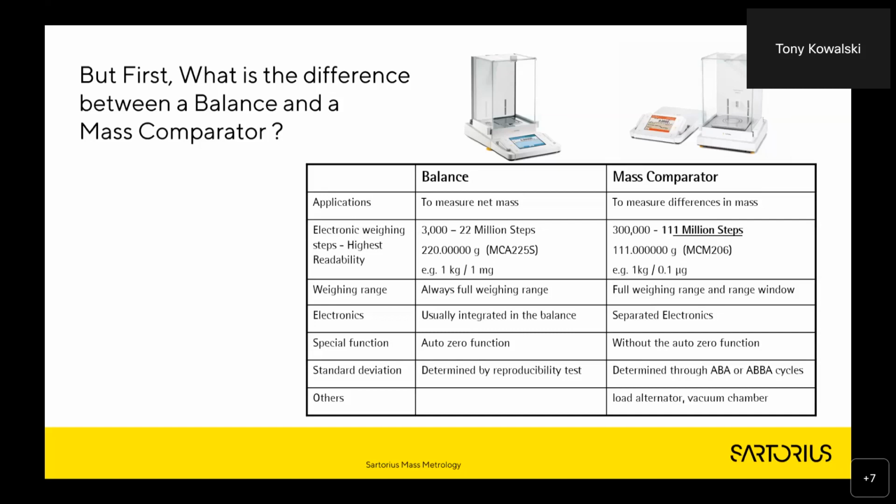All the electronics of a laboratory balance are usually built inside. With a mass comparator, which you see here on the right-hand side, we have a separated electronics control box with the display also. So any heat that is generated from the electronics or the display are not interfering with the weighing system.